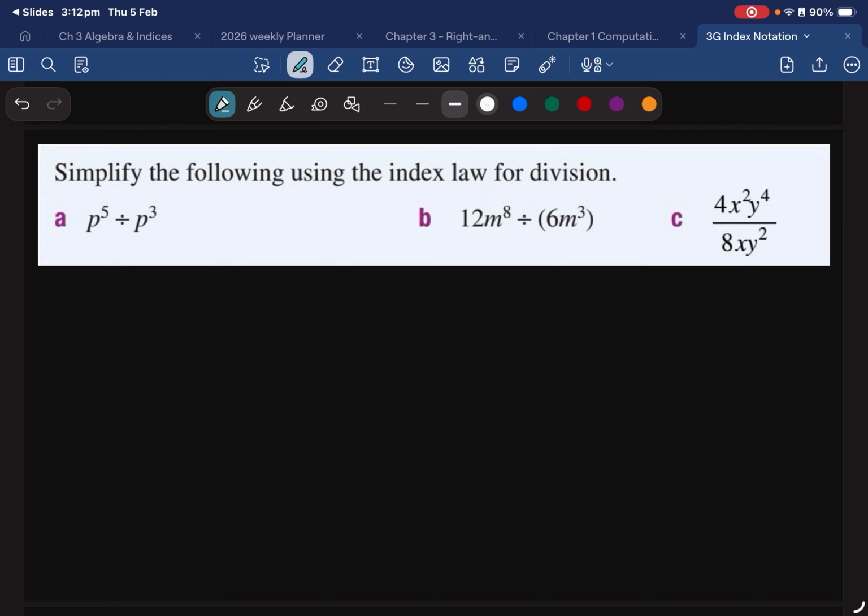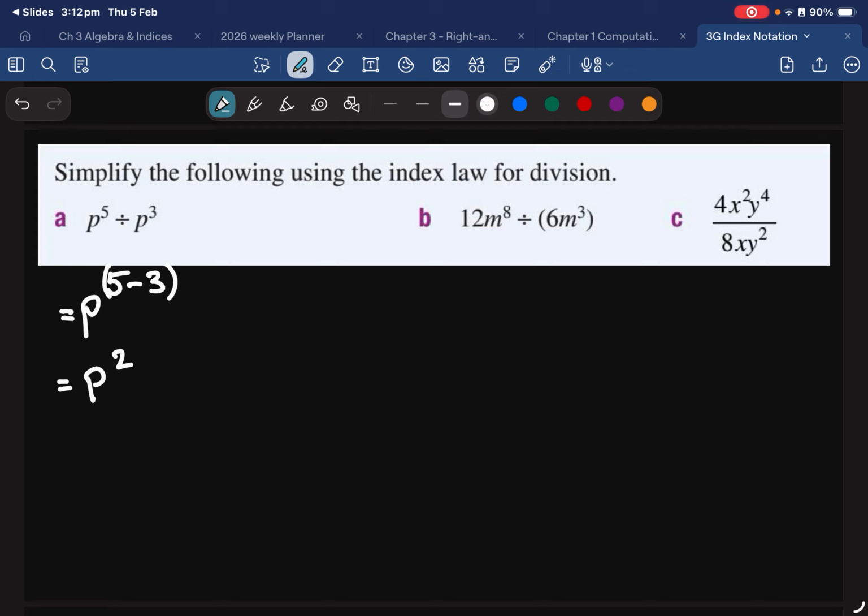Division is just a takeaway. So we've got p, we've got 5 of them, and we're going to take away 3, which leaves us with p to the power of 2. Now, technically, we put brackets around that, but let's try not to, okay?